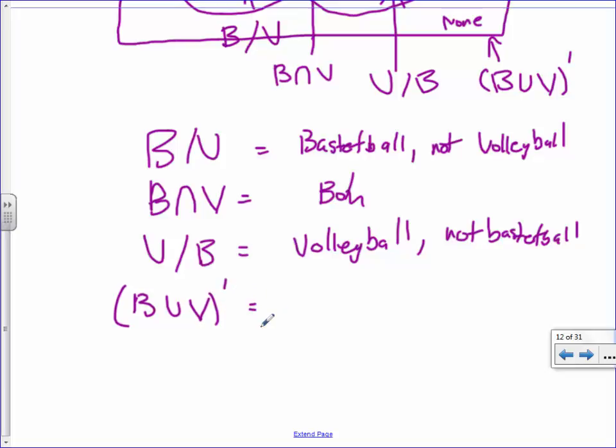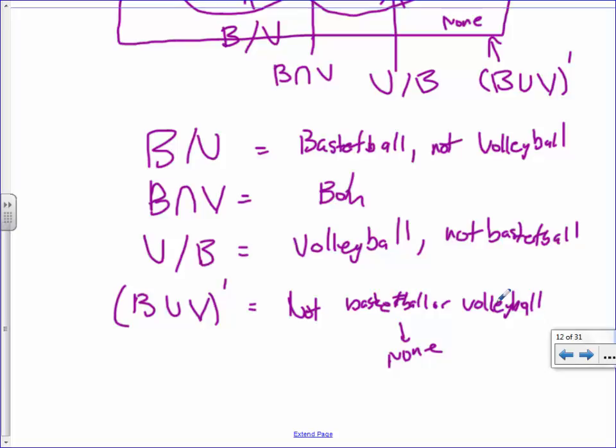prime, essentially meaning not someone who plays basketball or volleyball. So essentially, these are people who do nothing. Does that symbology make sense?